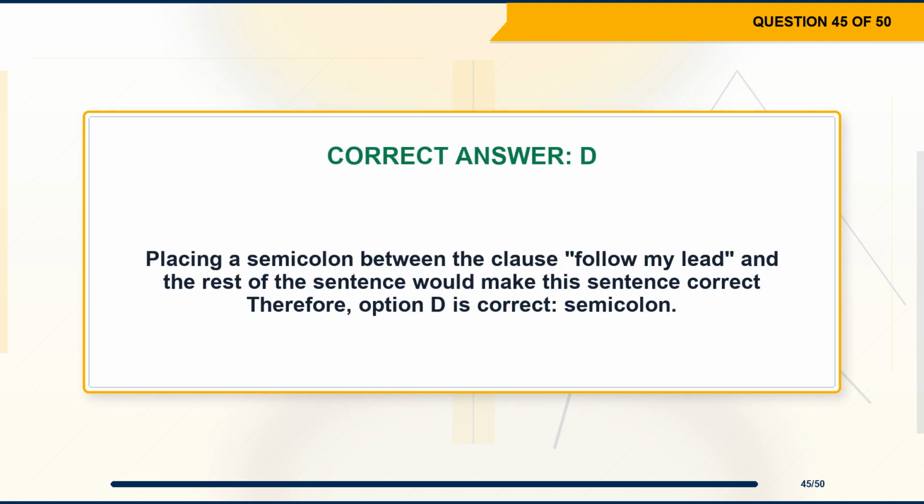Explanation: placing a semicolon between the clause follow my lead and the rest of the sentence would make this sentence correct. Therefore, option D is correct, semicolon.